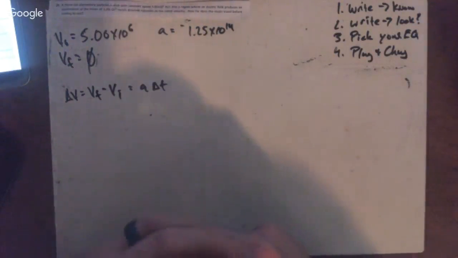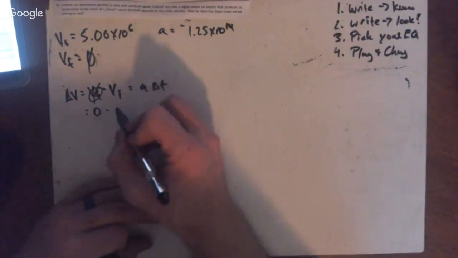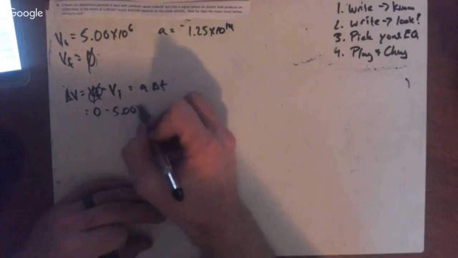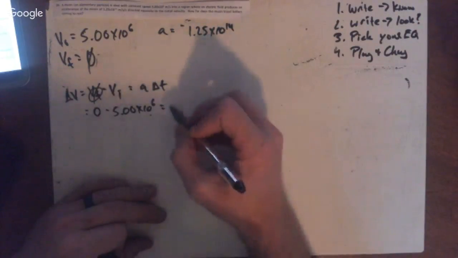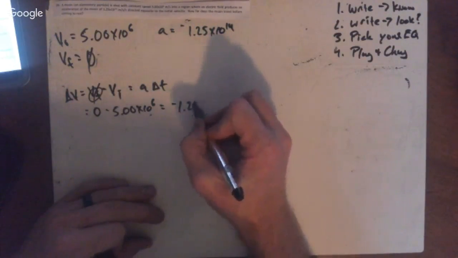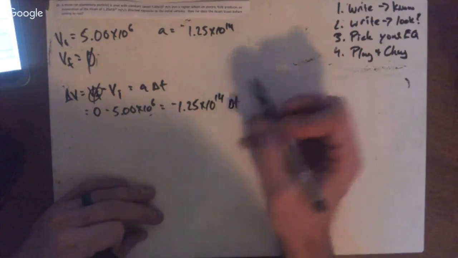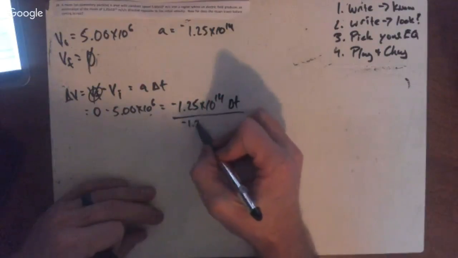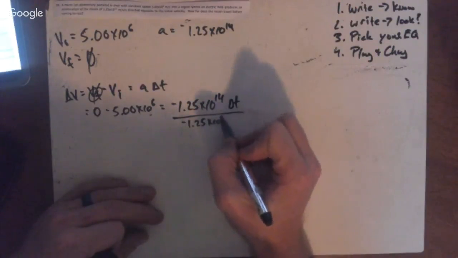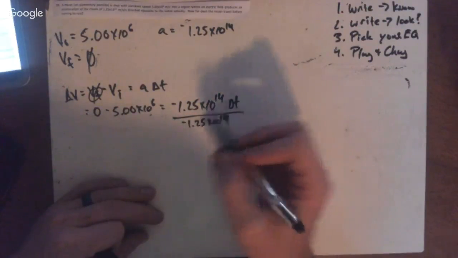Okay, so vf minus vi equals whatever. So 0, because that's our vf, minus 5.00 times 10 to the 6 equals our acceleration, which is negative 1.25 times 10 to the 14th multiplied by our time. Now, if we divide both sides by 1.25 times 10 to the 14th, yeah, my handwriting's terrible.